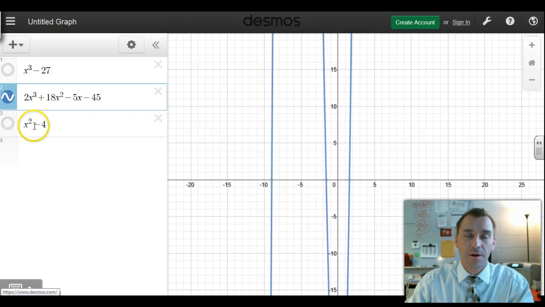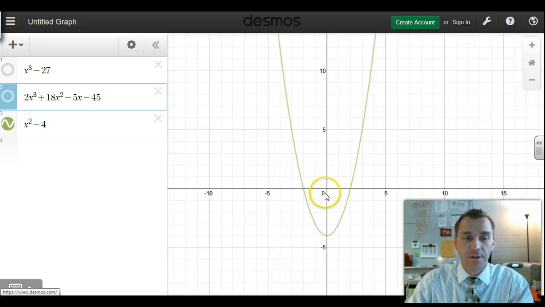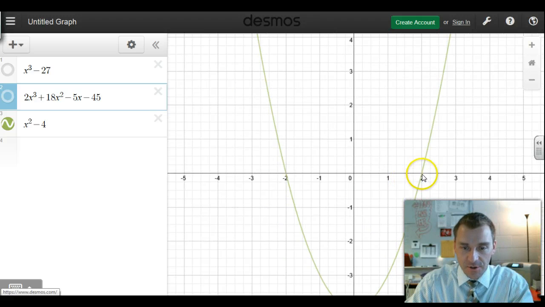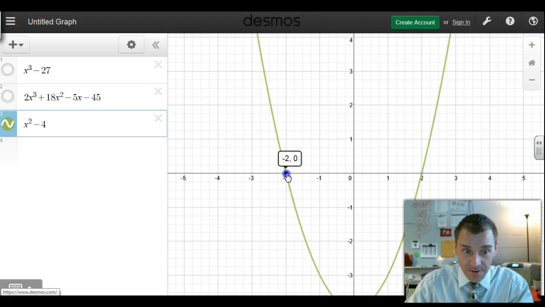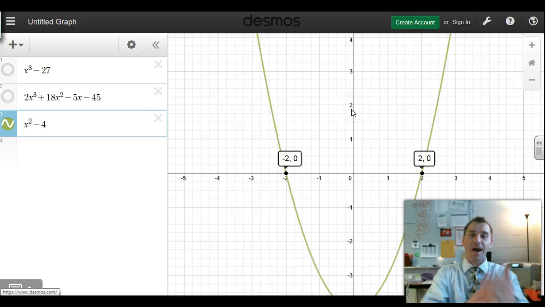And remember this one, x squared minus 4? It had 2 solutions, so you're going to see it crosses twice. Oh, look at that. Let me zoom in a little more. Check out what the answers are. Look where it's crossing. That's right, it's crossing at 2 and negative 2, the actual solutions to the equation. You're welcome, guys. Rock and roll.